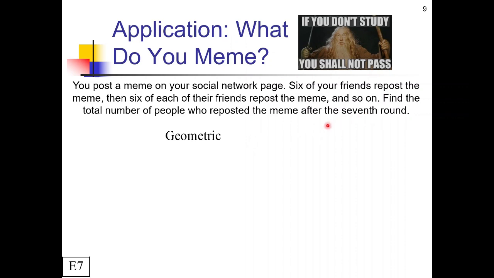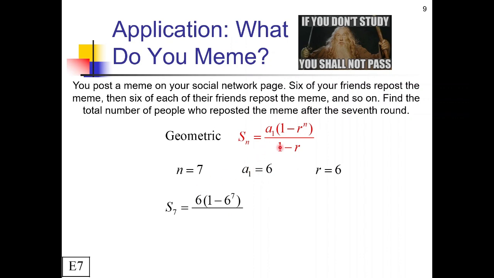All right, so since this is a geometric setup, probably a good idea to use our geometric sum formula, a1 times (1 minus r to the n) over (1 minus r). And now let's just find the different pieces of this. For n, they said 7th round, so we'll let n equal 7. a1 is going to be the 6 of your friends that reposted the meme, so that'll be 6. And then for the r value, we're multiplying by 6 each round, so that's also 6. So we end up with 6 times (1 minus 6 to the 7), all over 1 minus 6.